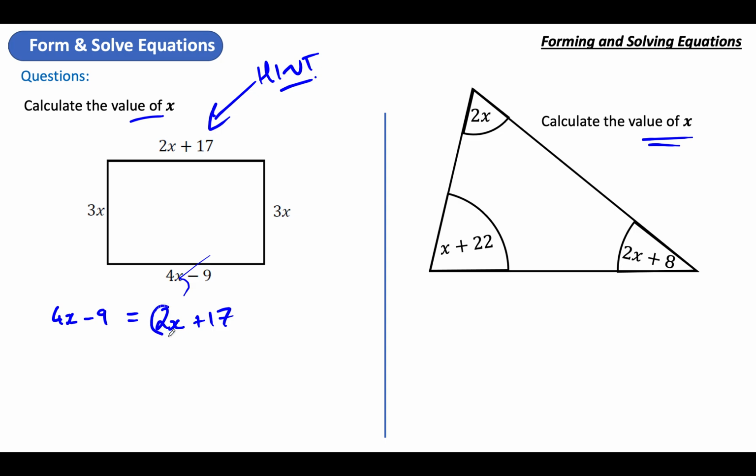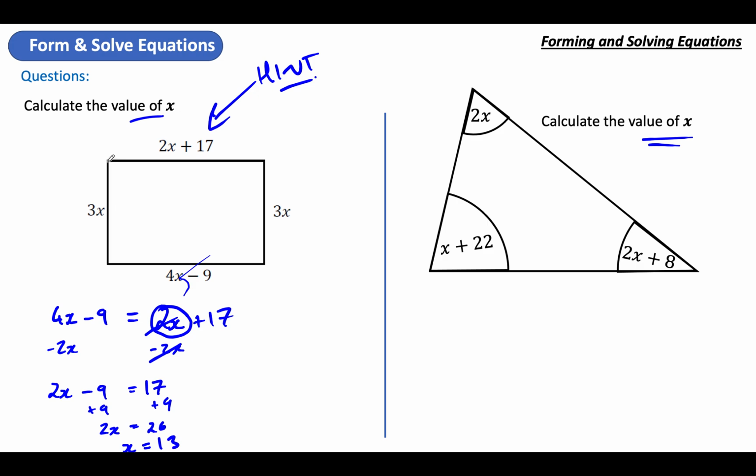Now, there's x on both sides, so find the side with fewer x and remove it. So 4x take away 2x is 2x, and the minus 9 is still there. 2x take away 2x is nothing, so 17 is left on its own. And then add that 9 to both sides to get 26. And then divide it by 2 to get x is 13.